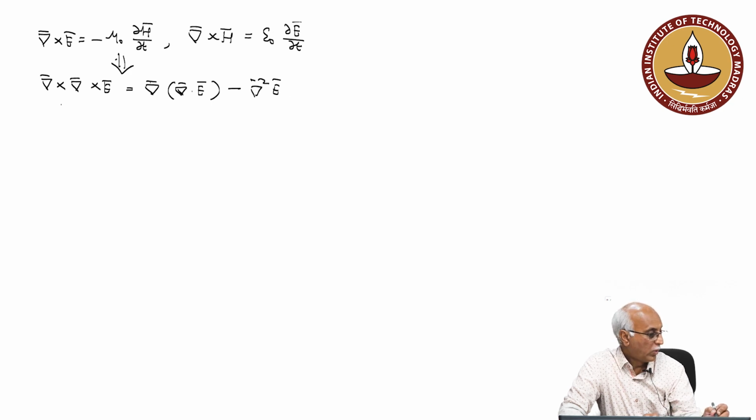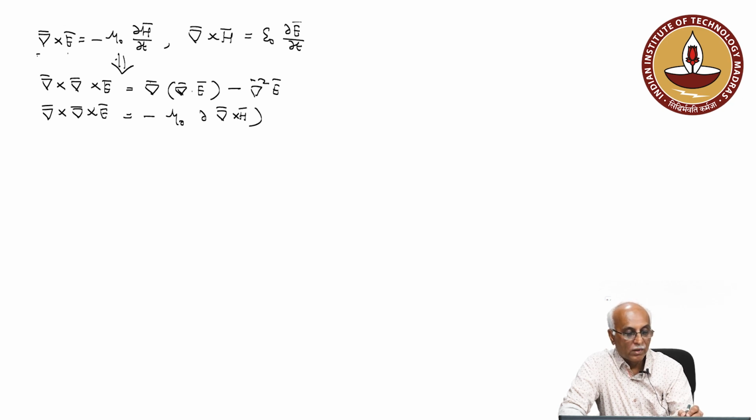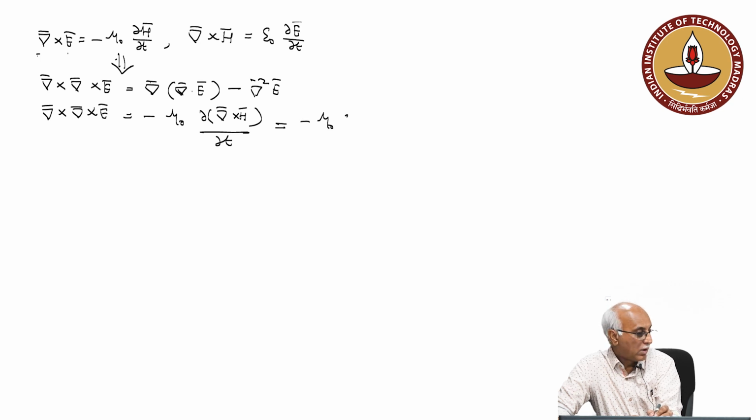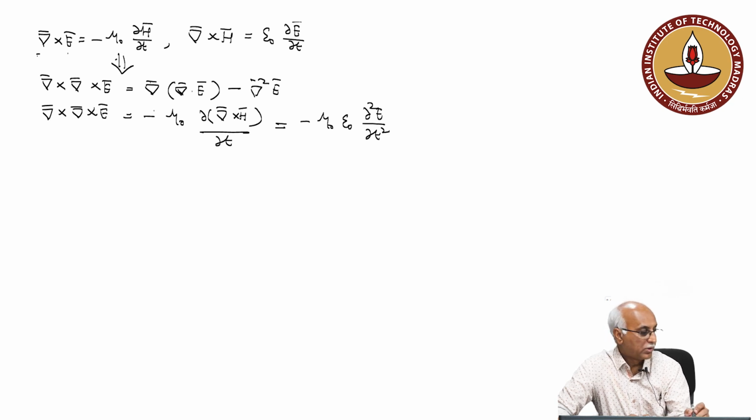Now what is del cross E bar? If I use del cross E bar equal to minus mu 0 del H by del t, and use it here, then del cross del cross E bar can be given by minus mu 0 del by del t of del cross H bar, which is equal to minus mu 0 epsilon 0 del square E by del t square. Correct? If we substitute this thing.